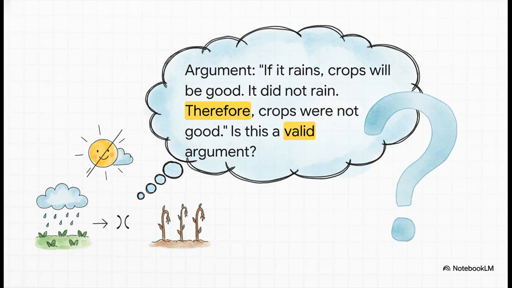Let's try this out with an example that we can all understand. Here's the argument. If it rains, the crops will be good. It did not rain, therefore the crops were not good. I mean, that sounds pretty reasonable, doesn't it? It feels like common sense. But the real question is, is it logically valid?